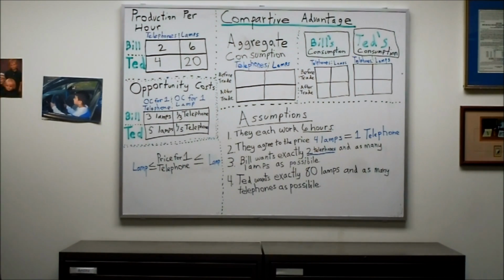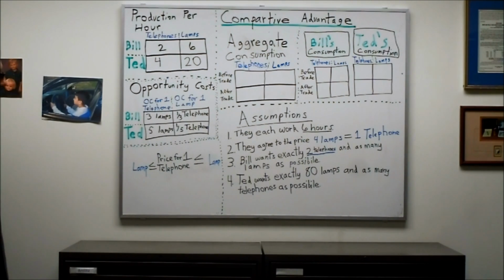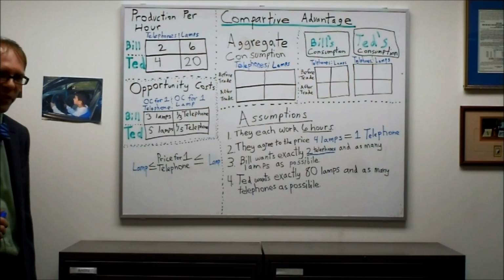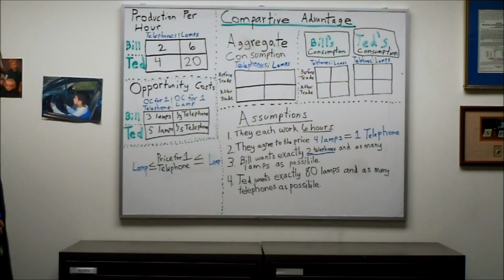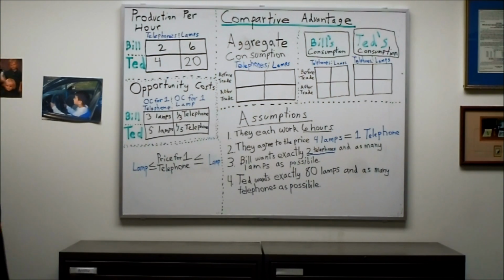Let's look at lamps. It costs Bill 1/3 of a telephone to make a lamp, and it costs Ted 1/5 of a telephone to make a lamp. That means it costs Ted less than Bill to make a lamp. Ted has a comparative advantage in making lamps over Bill.